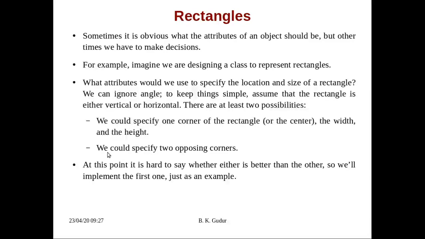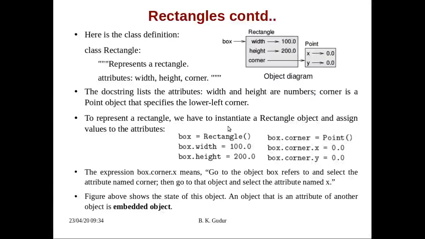Another method is to specify two opposing corners. If we know the two opposing corners, then by joining them we can construct a rectangle. At this point, it is hard to say which method is better, so we'll just ignore it now. We are going to implement the first method. In the first method, to specify any rectangle, we are going to use one corner point and the width and height of the rectangle. So let us see how it can be done.